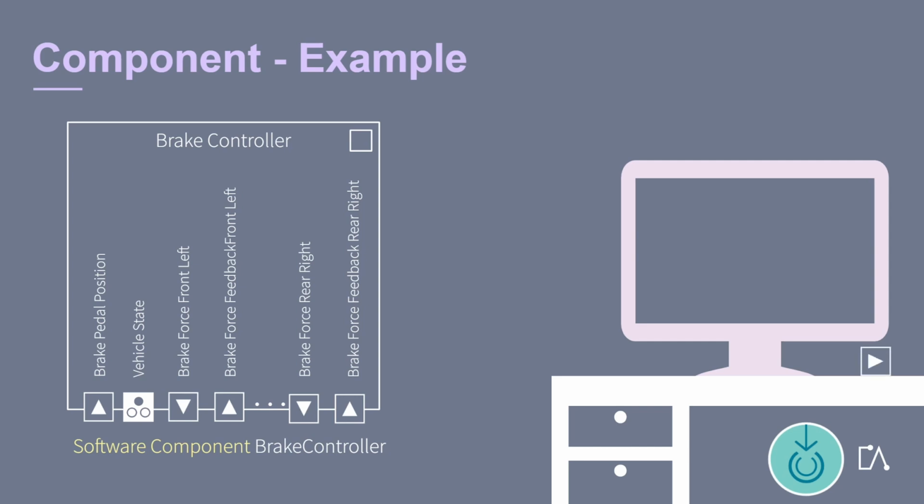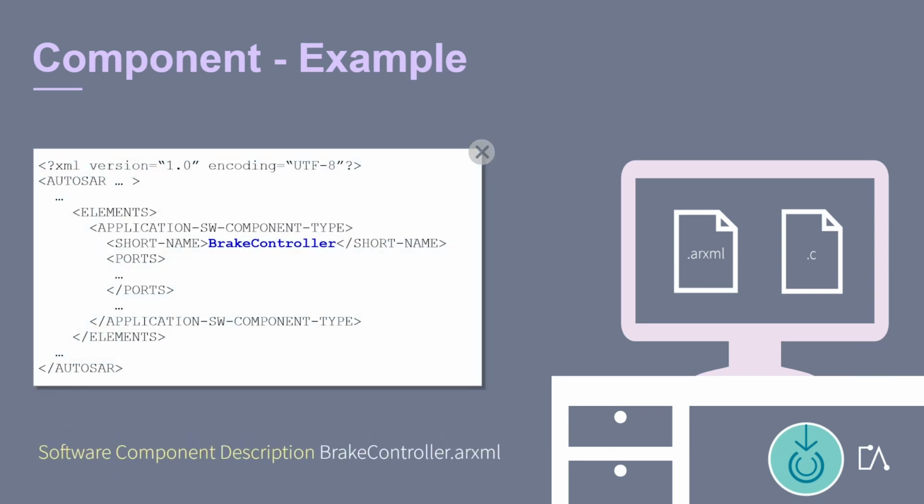On the right side you see a monitor. Click on the files to learn about the description and the implementation of the software component brake controller. In the software component description, all properties of the software component implementation are described. It has to be considered that the AUTOSAR software component development process is iterative and that the AUTOSAR software component description might be changed during the development of the AUTOSAR software component.